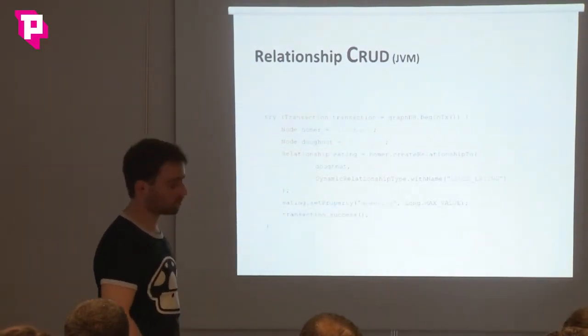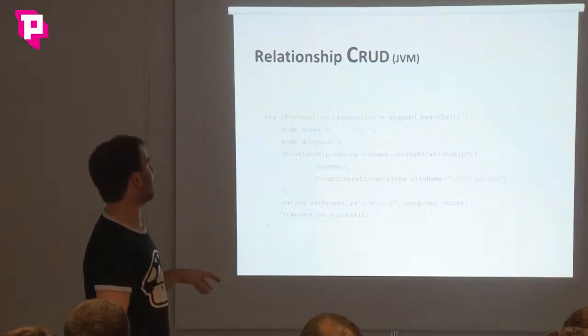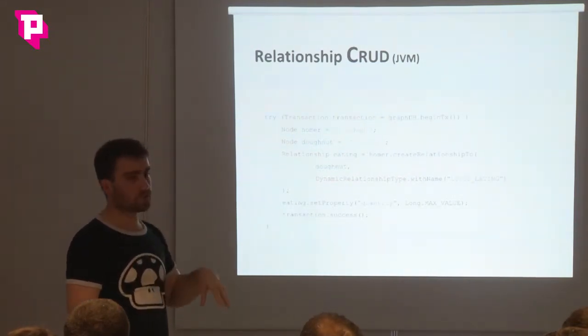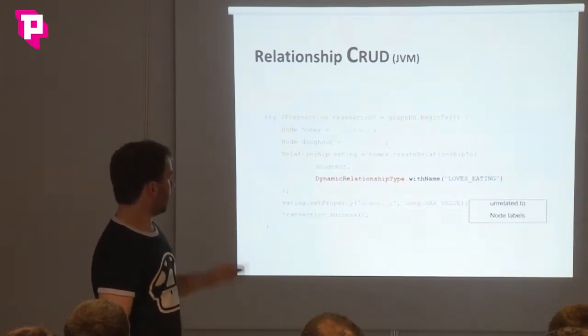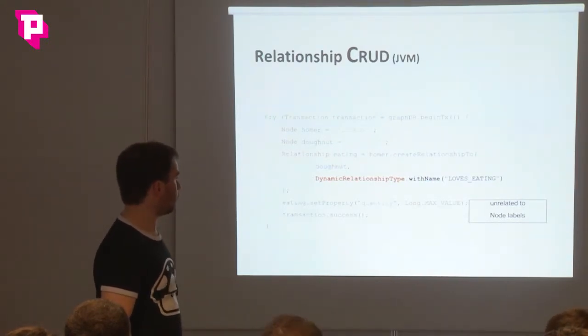And every single operation needs a transaction as before. So the only original part here is you first start from a node to create a relationship. And the name of the relationship has nothing to do with the labels.